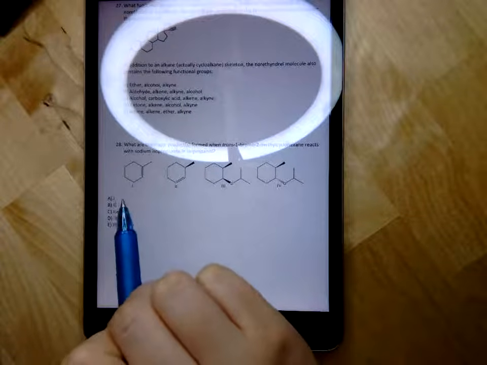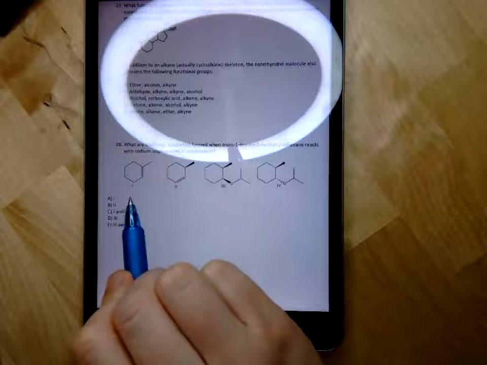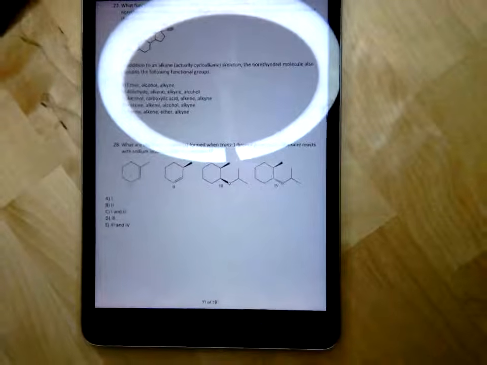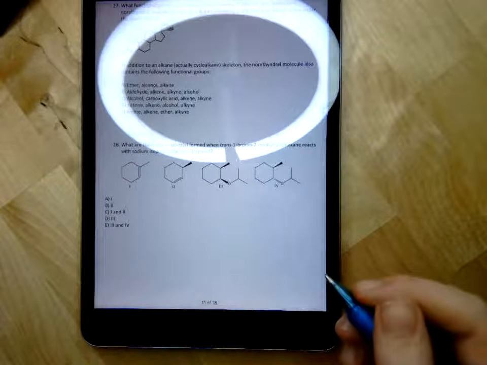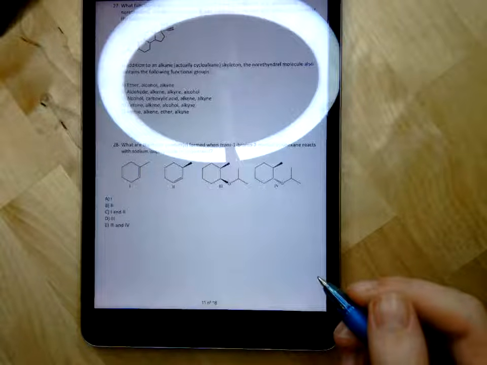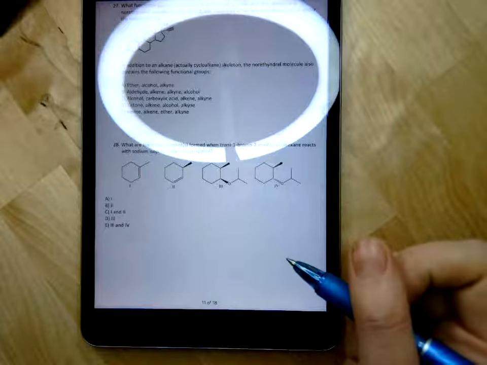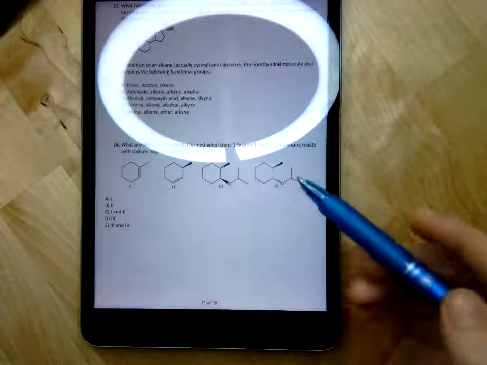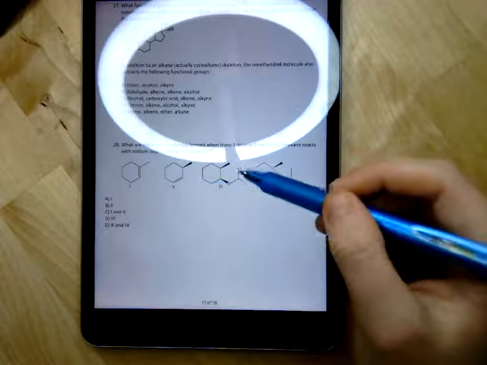So 1 and 2 would be if it could go for a Hofmann, but 1's not possible because there's not an anti-periplanar hydrogen. And 3 and 4 would be if there was a substitution reaction. I don't think it's going to favor a substitution reaction because it is so bulky. But if there was a substitution reaction, it would have to be an SN2 reaction. And if it started out as trans, then it would end up cis. So the only one that it could be would be 3.